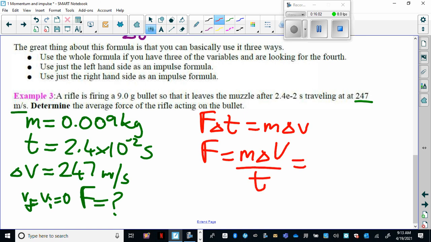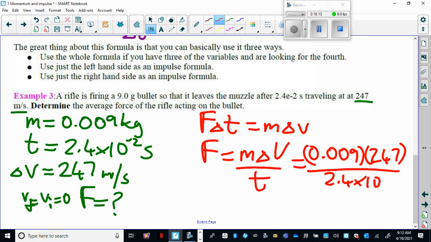Plug in the numbers. 247 divided by 2.4 times 10 to the negative 2, and you are going to get an answer of 93 newtons, which may not seem like a lot. However, 9 grams is not a lot of mass.